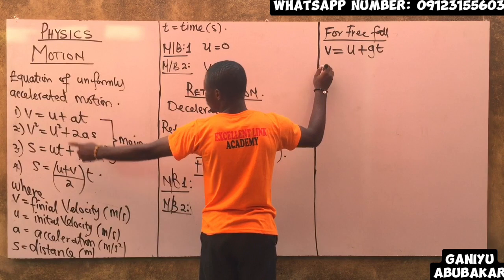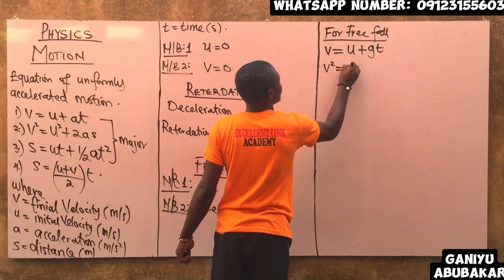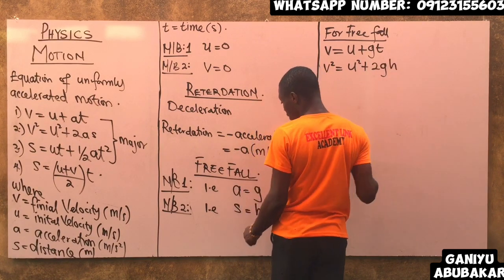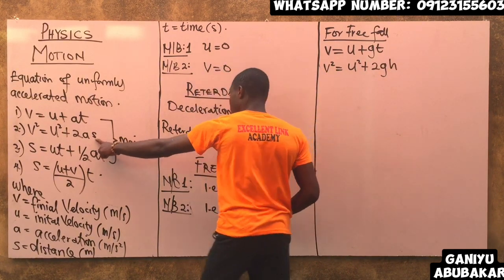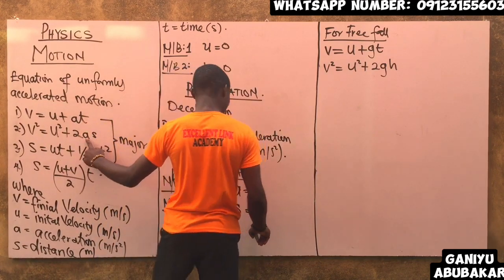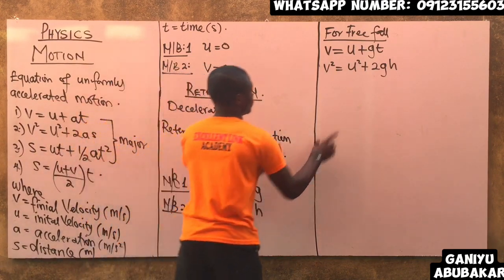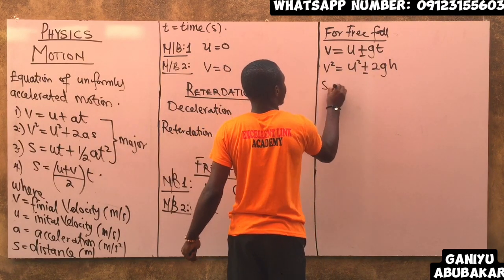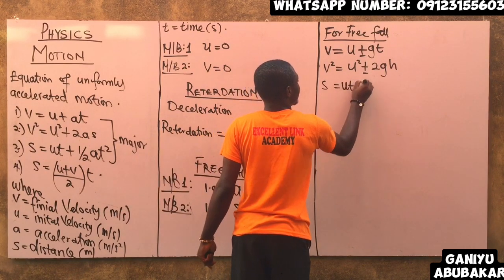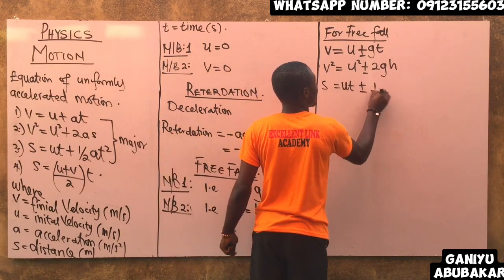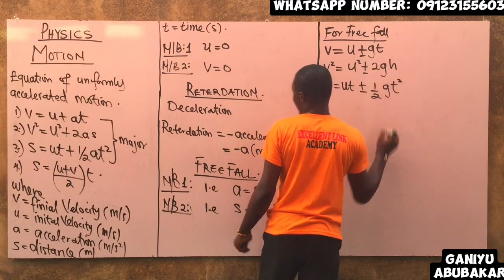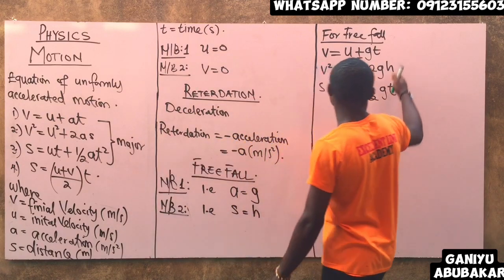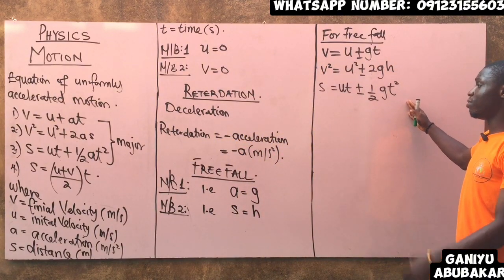The second one goes below. I have v² = u² + 2gh. We said change the s to h, and change the a to g. That's for free fall, plus or minus. Next up, I have x = ut ± ½gt². I said change a to g for free fall. These are the three major equations of free fall.